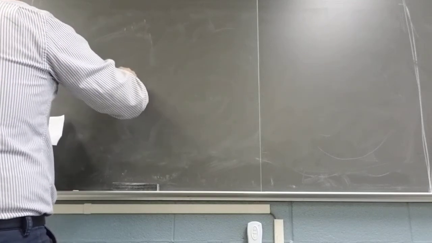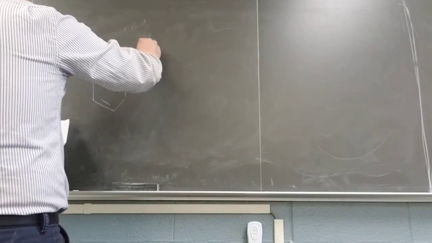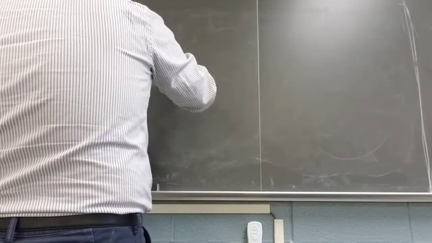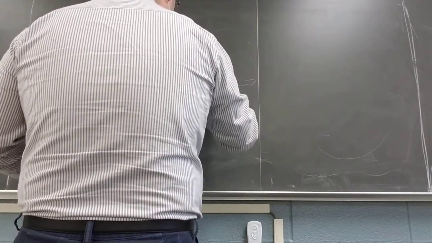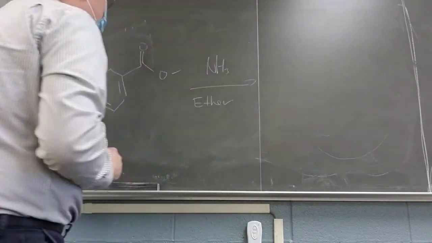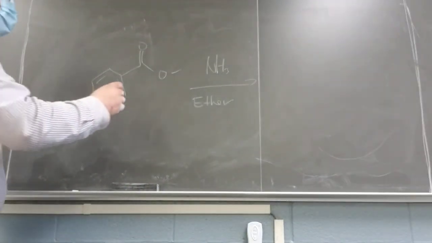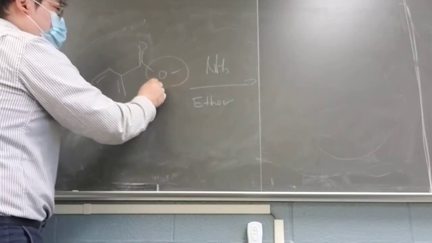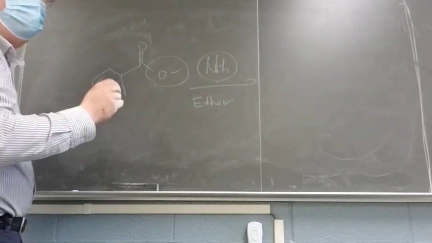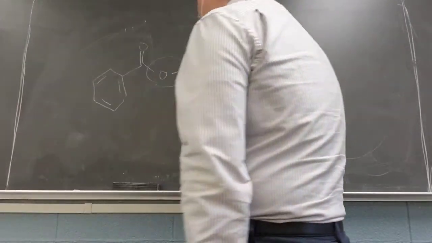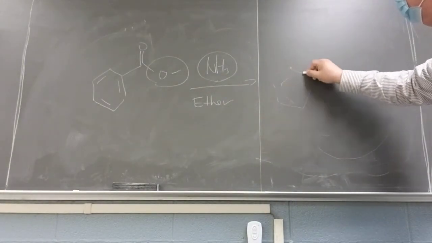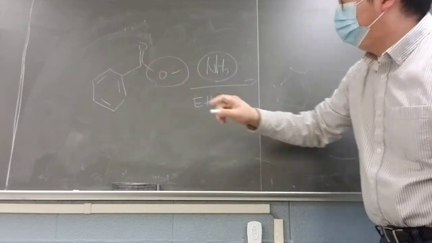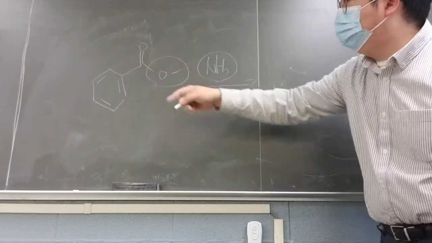So if you get the trick, it will become a lot easier. So maybe this one is also pretty much the same. You need to have this one leave and be replaced by ammonia. The only thing you have to know is that once they attack there, because it's very electron-poor carbon right there, they always attack that carbon in the carbonyl group.